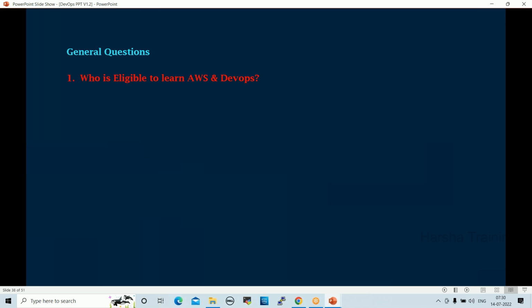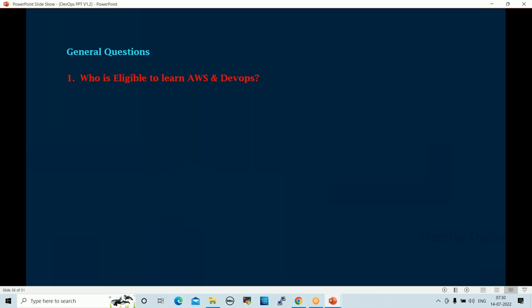Who is eligible to learn DevOps? This is a very, very important question, right? Who is eligible to learn this? Yeah, so currently, even freshers are learning DevOps and experienced people are also learning DevOps. Even people with more than 15 years of experience are switching their current role to a DevOps role.